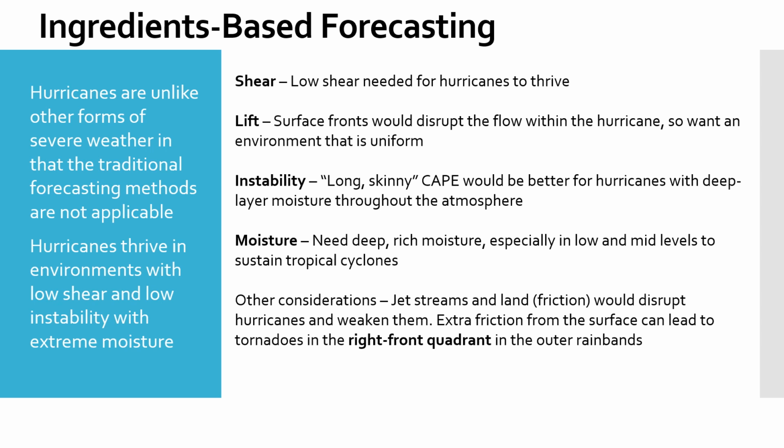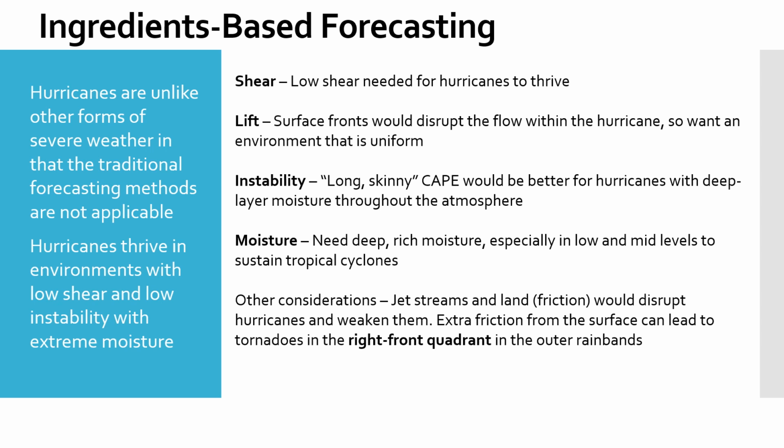Hurricanes tend to thrive in environments with low shear and low instability, but with very high moisture. So typically for hurricanes, we're looking for environments with low shear, not a lot of surface fronts, so no discernible lift. We want a nice uniform environment in which the hurricane can feed on the low CAPE, or low instability, and the large amounts of moisture in the atmosphere. That's how the hurricane gets its energy to continue propagating and continue thriving.